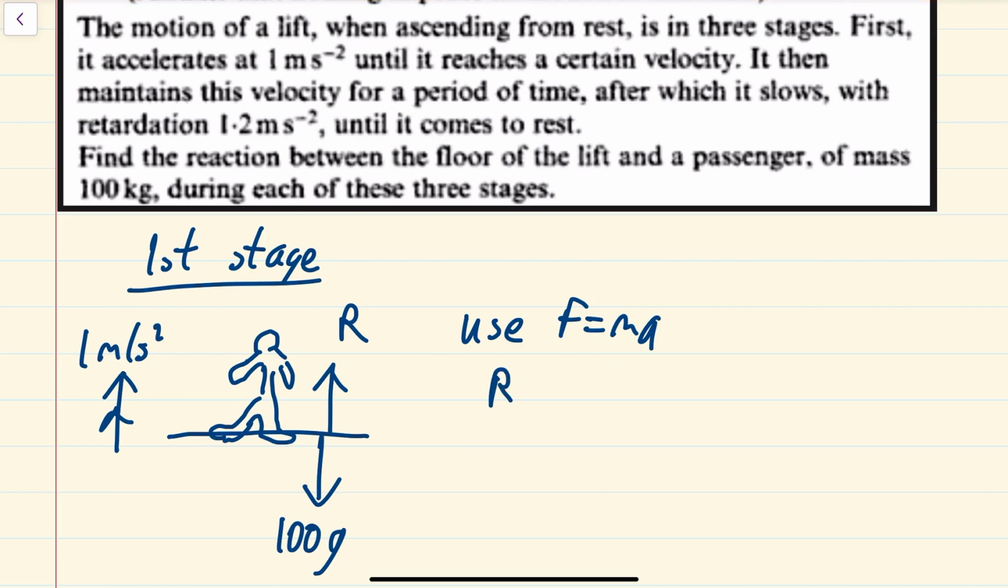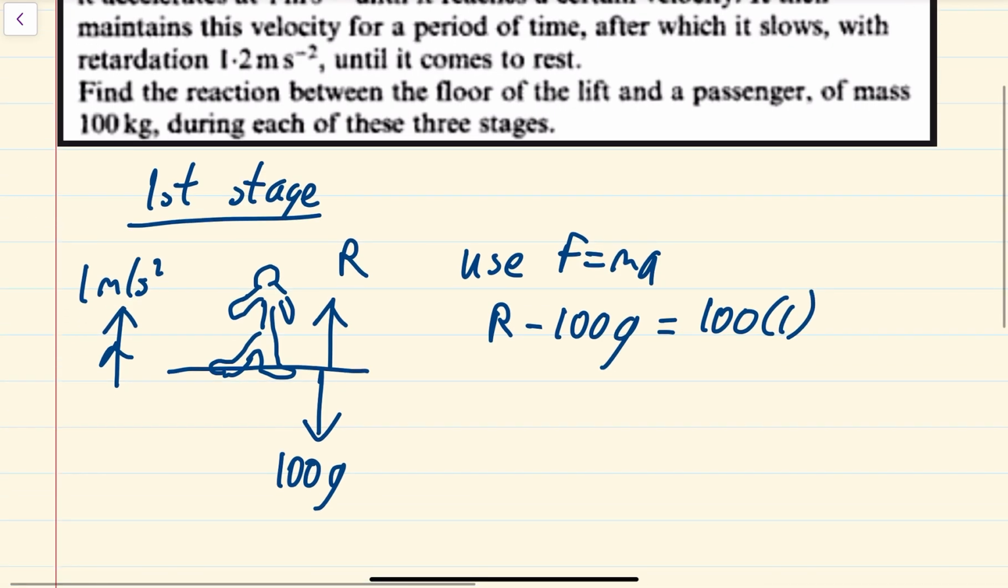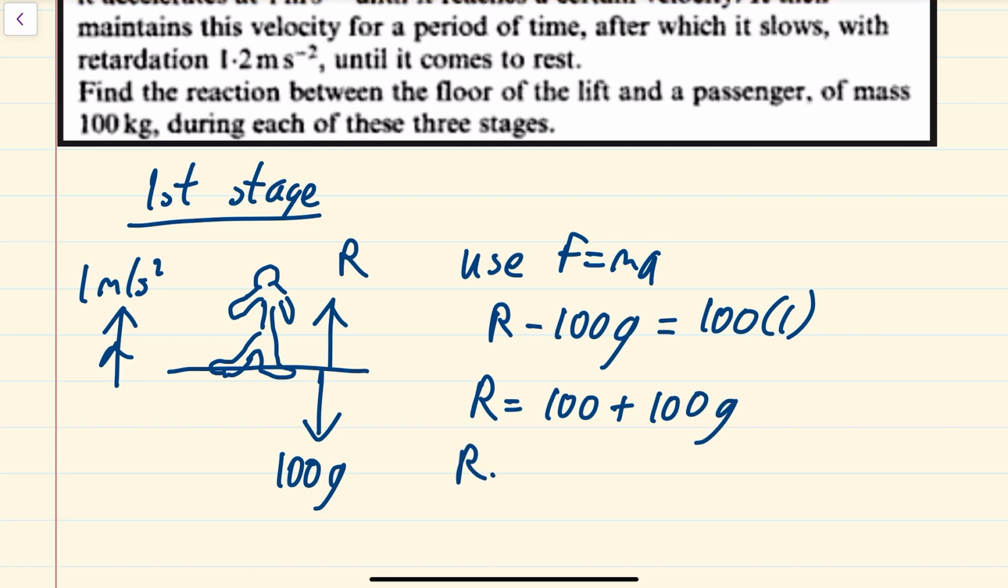My force upwards is R minus my weight, which is 100g. My mass is 100 and my acceleration is 1. So that means R is equal to 100, bring that 100g across, plus 100g. So R works out to be, and I'm assuming my g is 9.8 here, so I'm just doing that on my calculator, 100 plus 100 times 9.8. And my R works out to be 1080 newtons.